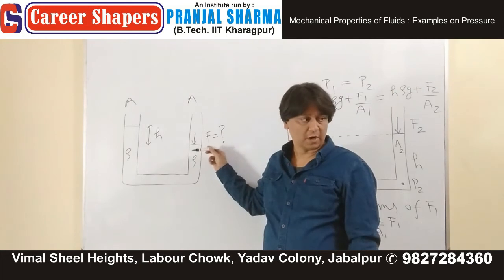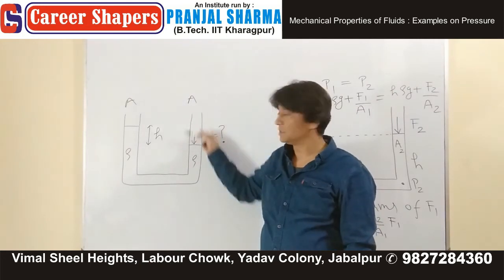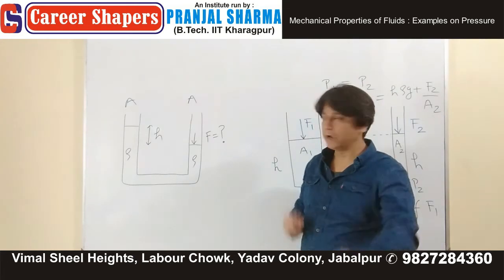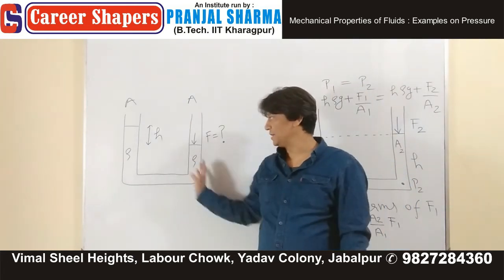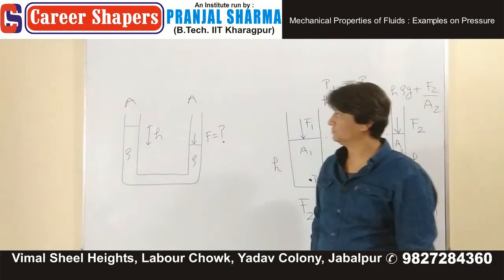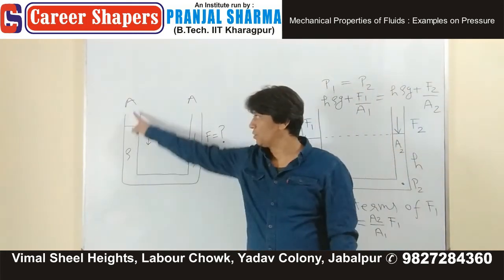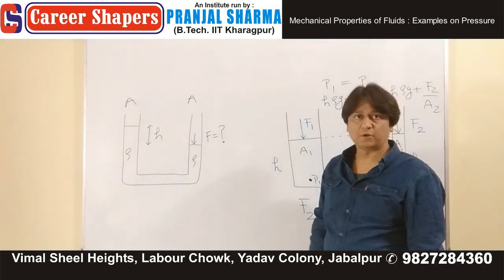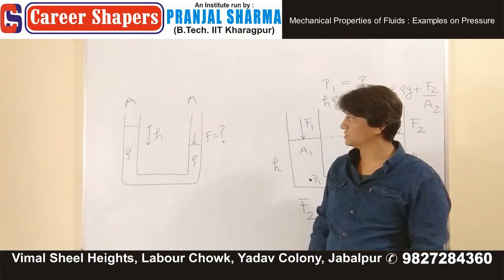I hope you can see it here, and this height difference is H. Find out F so that you can maintain a height difference of H in both limbs. Density rho, cross-sectional area of the limbs is A. Very easy question, should not take more than 30 seconds.